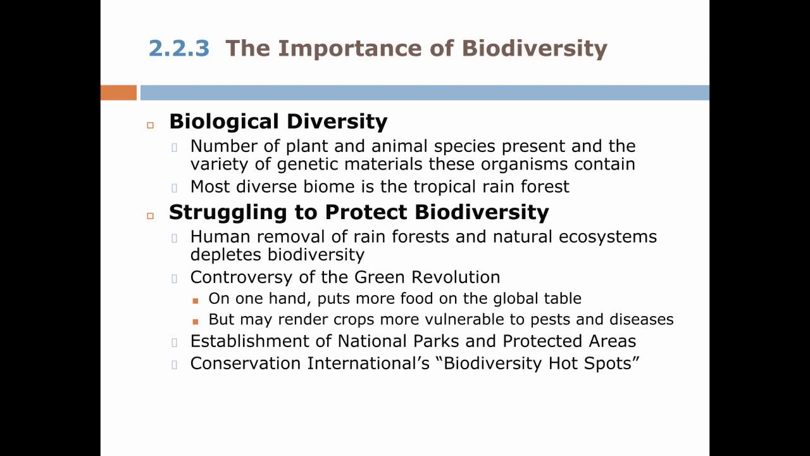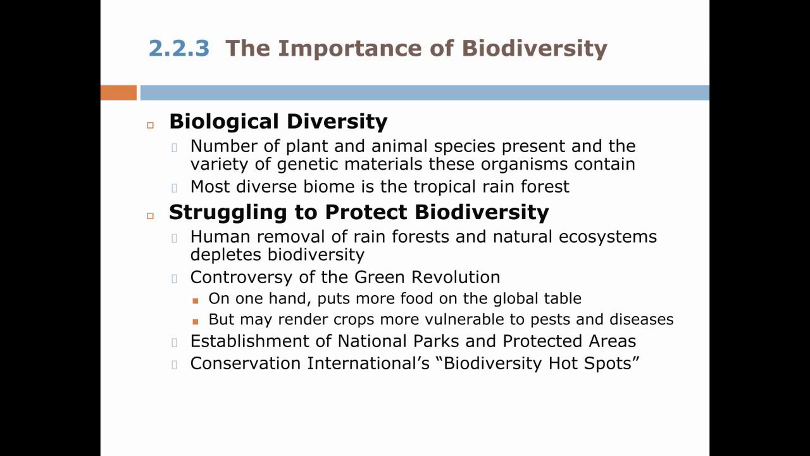There are some controversies surrounding the Green Revolution, if you will. On one hand, it puts more food on the global table, but the result of increased farming renders crops more vulnerable to pests and disease. If you don't have biodiversity, if you don't have a variety of biology in an area, something that affects one thing affects a larger percentage of the overall biomass, right?